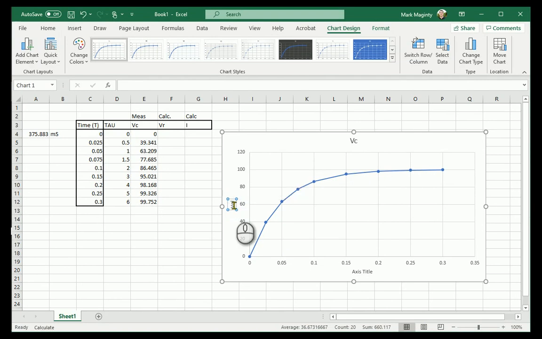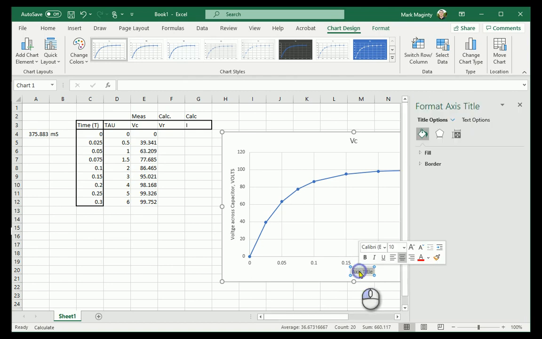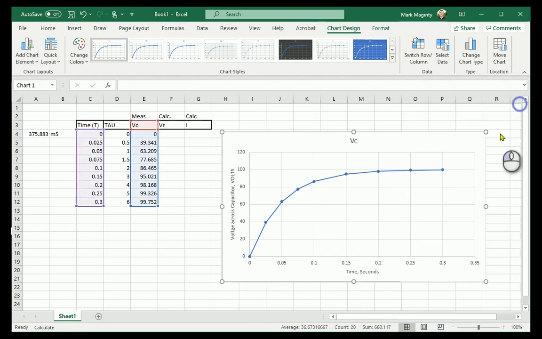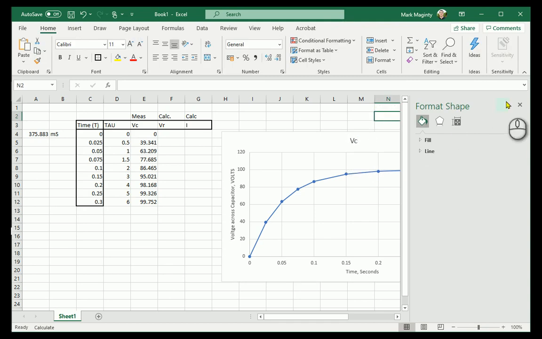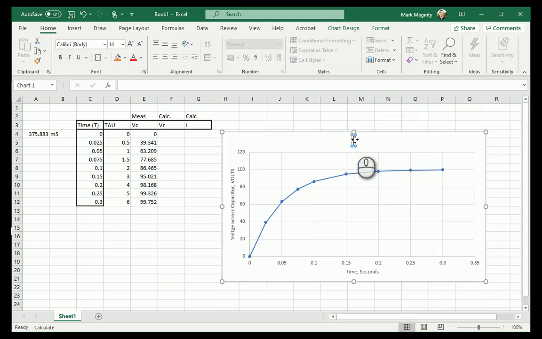Your Y axis is going to be voltage across the capacitor, and that's in volts. And then your X axis will be time, measured in seconds. And you can obviously give your chart a title up here. Capacitor charging, voltage across capacitor against time graph, or something to that same similar nature. You can change colours and so on if you so really want. That's how to do the first one.